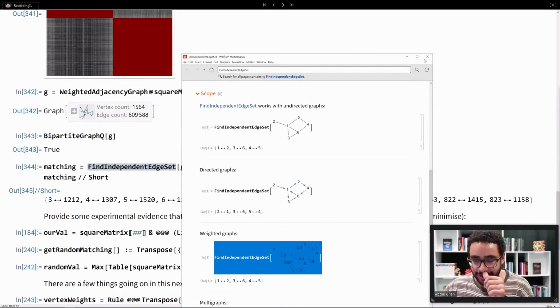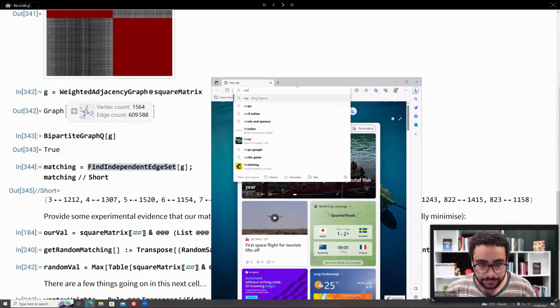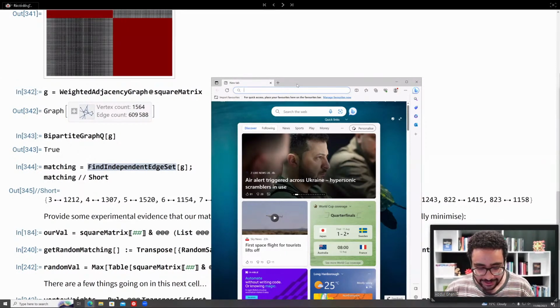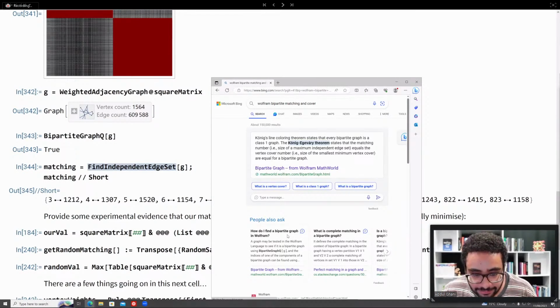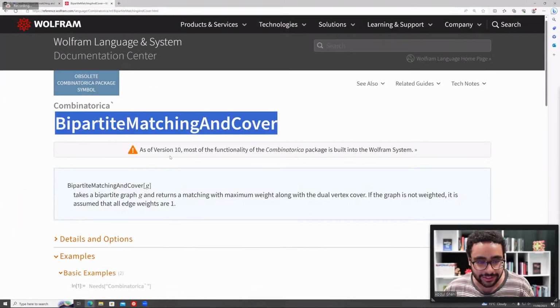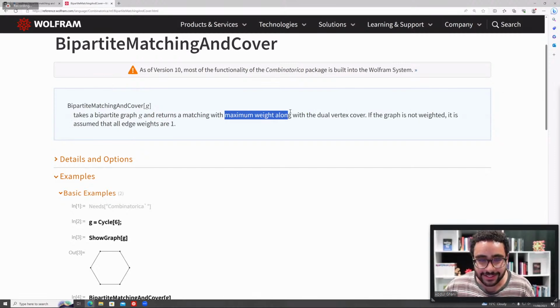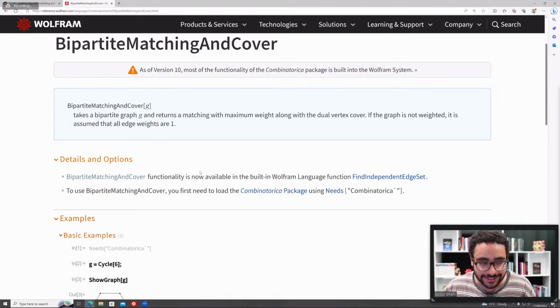So there are two reasons why I think it gives you a maximum matching. The first is if you look at, let's say Wolfram, I don't remember the exact name. Oh, there you go. There's a deprecated function called bipartite matching and cover. And that one explicitly says two things. It says that it gives you a matching with maximum weight. And then if you look at the options, it also says that it is being superseded by find independent edge set. So that's a piece of evidence.